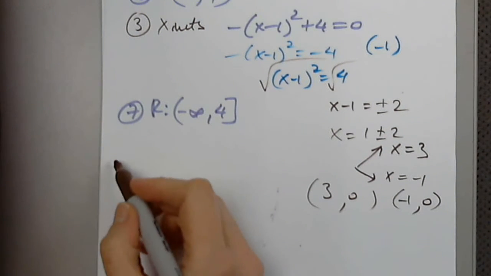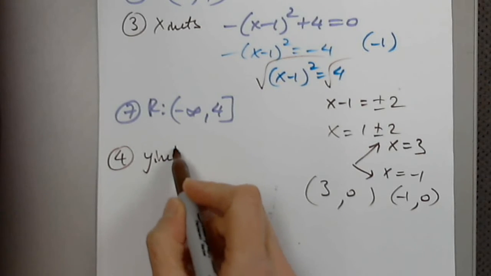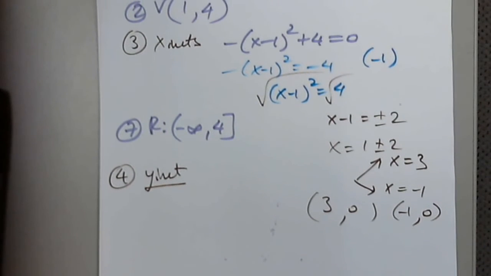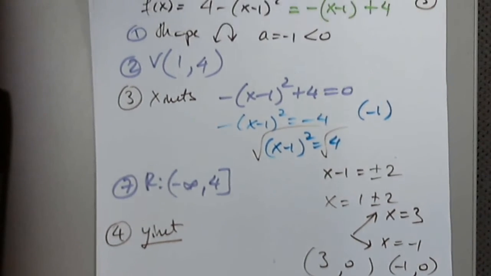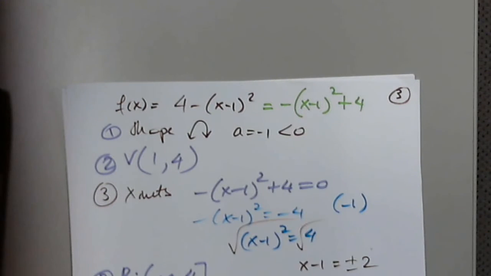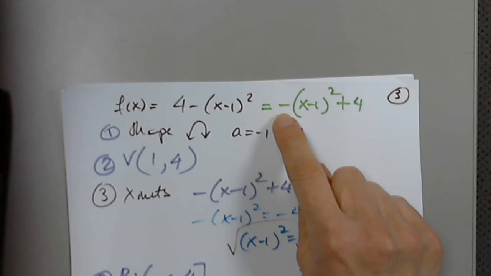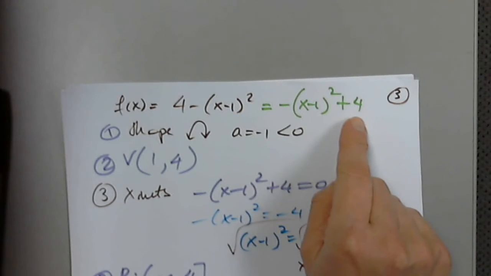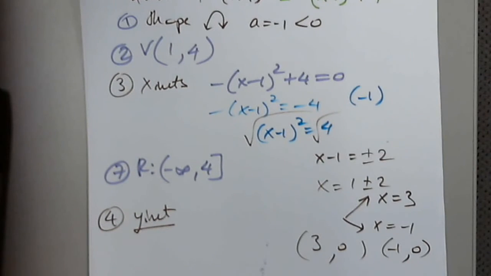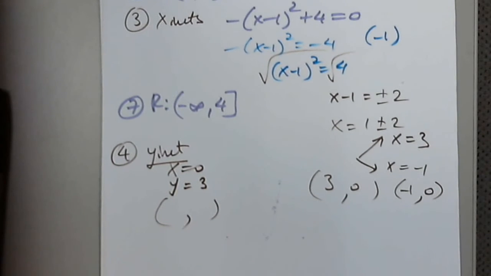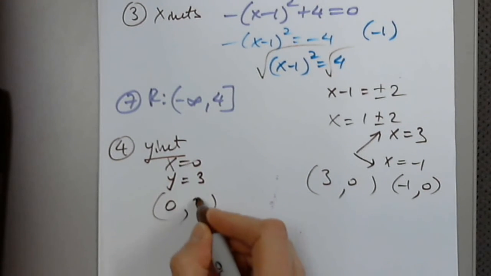Very good. Now number 4, the y-intercept. How do I determine the y-intercept? Yes, let's do this together. 0 minus 1, squared is 1, times -1 is -1, plus 4 is 3. That's it. So when x is 0, y is 3. What is the ordered pair then? (0, 3). Very good.